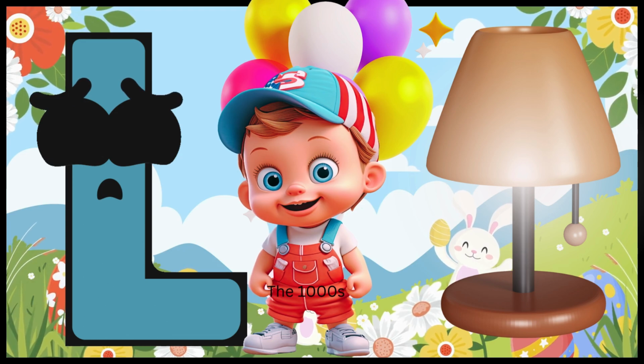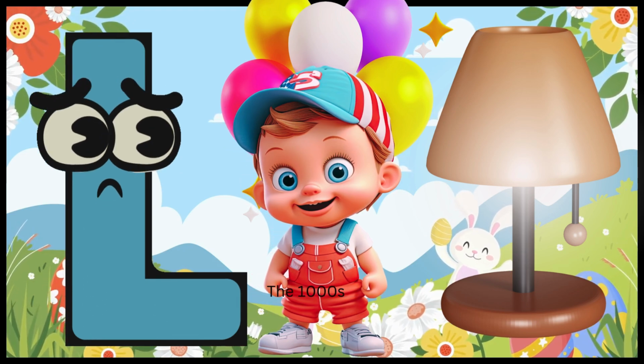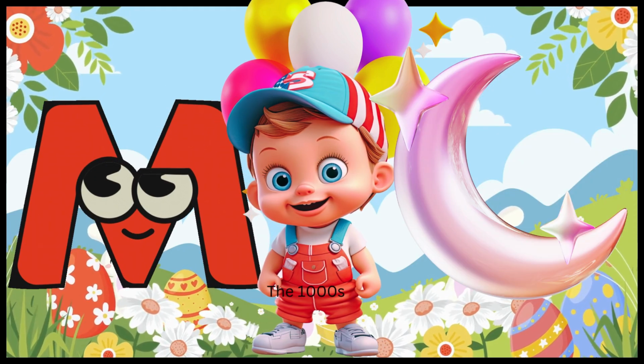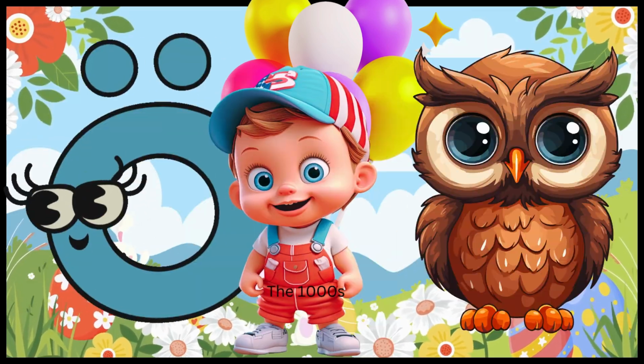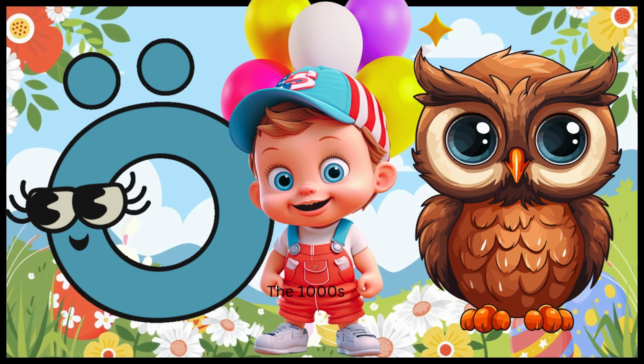L is for lamp. Lamp means lamp. M is for moon. Moon means chad. N is for nest. Nest means ghosla. O is for owl. Owl means ullu.